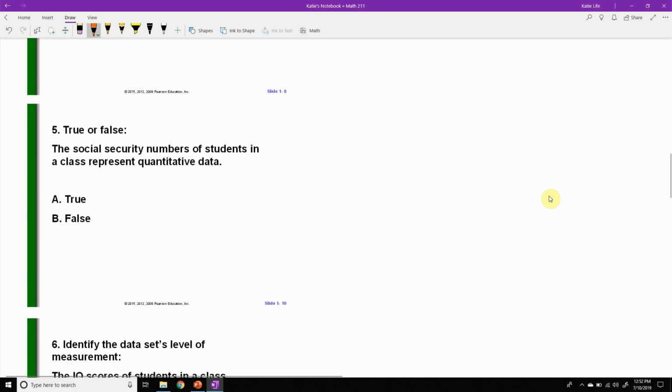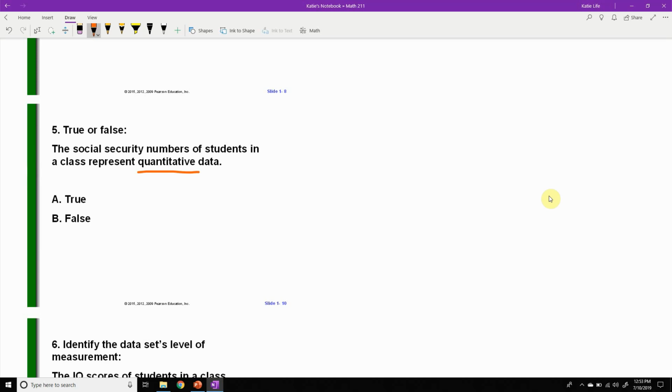Number 5, true or false, the social security numbers of students in a class represent quantitative data. Okay, this question always trips students up because we think, a social security number, well, it's a number. It must be quantitative. Well, no, not necessarily, because those numbers are essentially labels, right? It's just like a number on a jersey, like some football player's jersey number. It doesn't make sense to add up all the jersey numbers and divide by the number of people on the team. That average doesn't really mean anything to us.